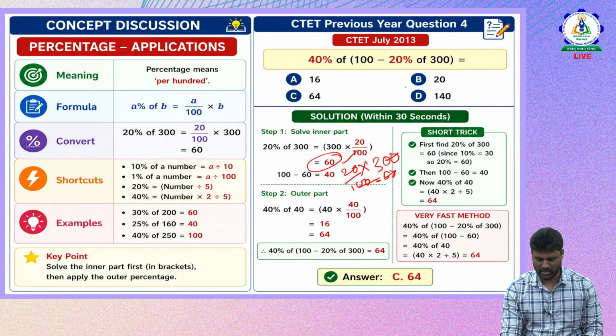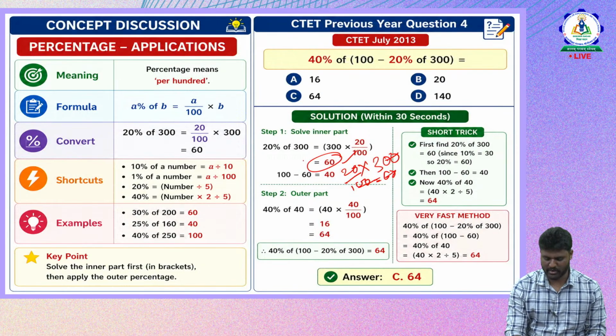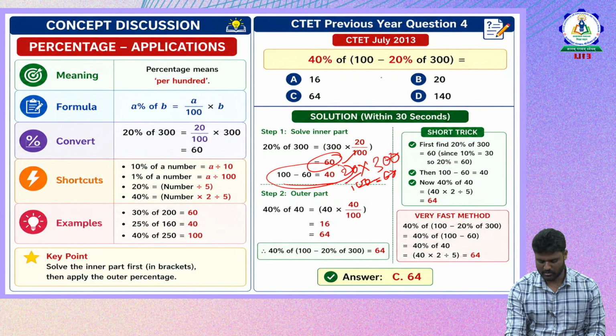So the value of 20% of 300 is 60. Now they are asking 100 minus 20% of 300, so 100 minus 60. When we subtract 60 from 100, we get 40. So this value is 40. Let us keep it.